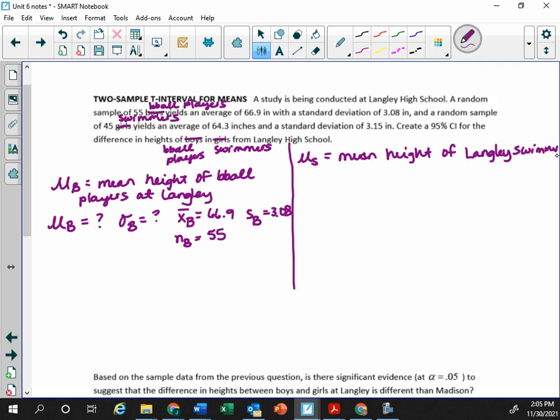All right, then for the swimmers, again, mu sub s, we don't know. Sigma sub s, we don't know. But x bar sub s, we know it was 64.3.